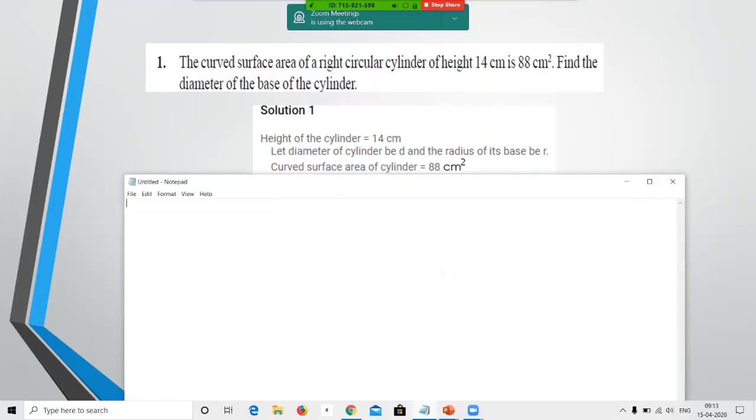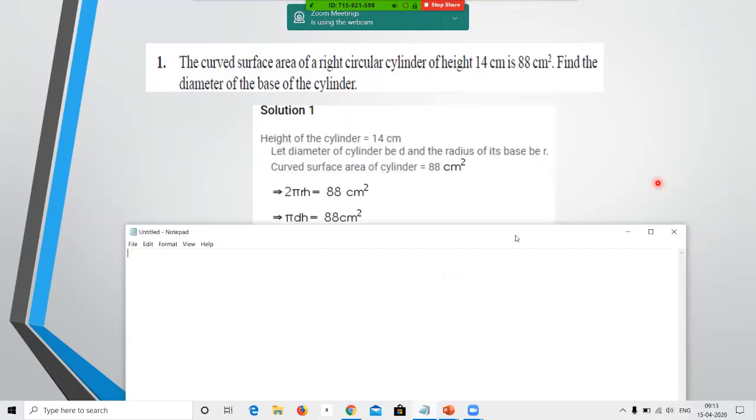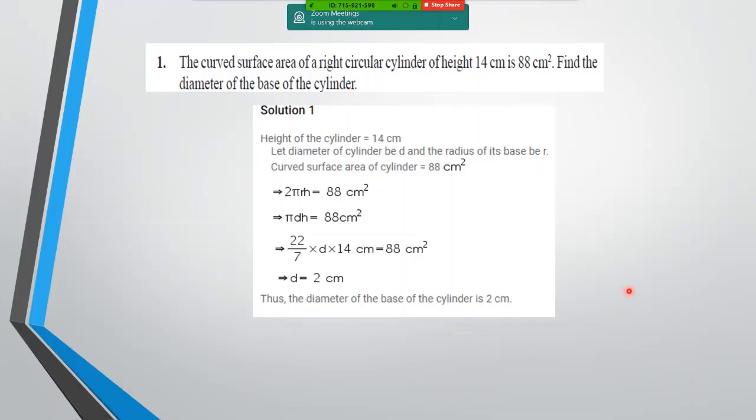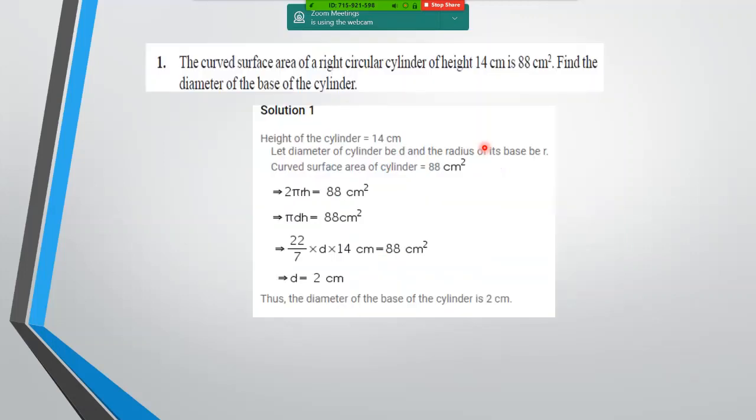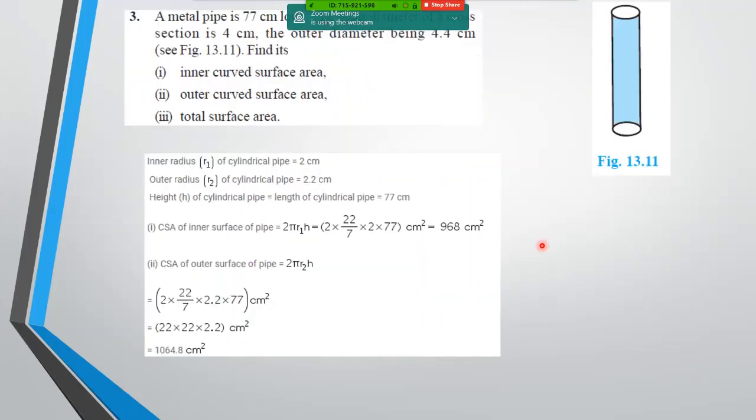Ma'am, which exercise is this? This is 13.2. It was written in front only, child. See, I started. It is very boldly written. Now working on exercise 13.2. Am I clear? Fine. So shall we proceed to the next one? So we have diameter as 2. Can we proceed? Yes, ma'am. Okay. Take up the third question.